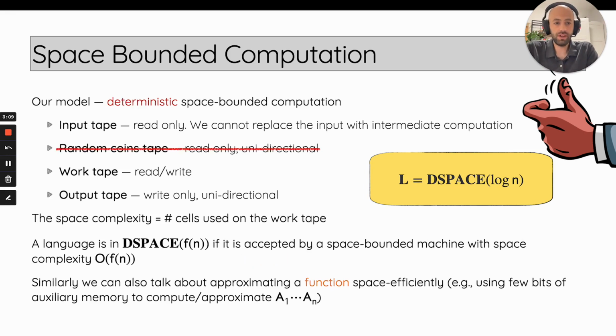And our goal in de-randomization is to get rid of those random coins, and the deterministic space-bounded model is just the same, but we dispense with the random coins, and the corresponding complexity class is D space. And again, we can talk about approximating a function deterministically space efficiently. And indeed, this is what we'll do today.